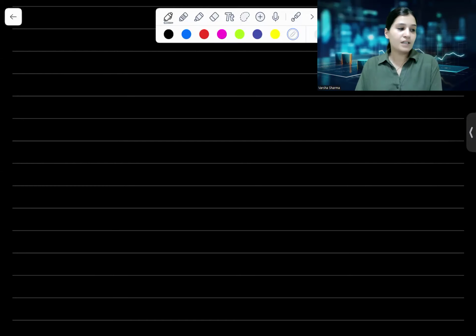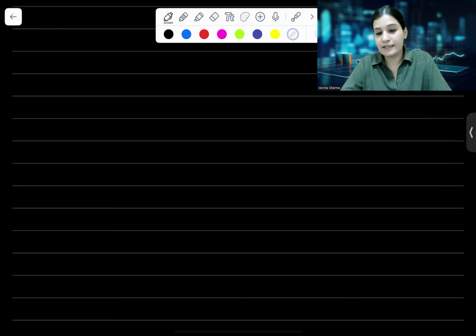Hello everyone. Well, we started in our last class the chapter dispersion. So let us quickly revise first what is dispersion. Dispersion tells us the scatteredness of the observation around the central tendency values, right? So it is basically known as averages of second order, because averages of first order were central tendency, right?